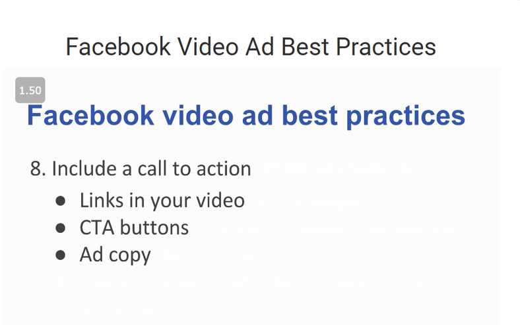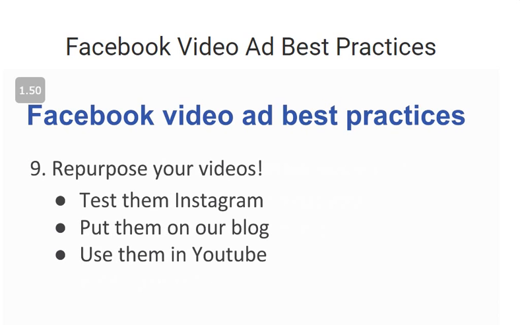All right, number 8, include a call to action. There are multiple places that you can do this. Links in your video. You can have the different call to action buttons associated with your video ads, and then in your ad copy itself. Don't forget that when you put up these videos, you can still have ad copy around the video as well. And sometimes, even though you're getting people to watch that video, the copy around the video can still be very effective.